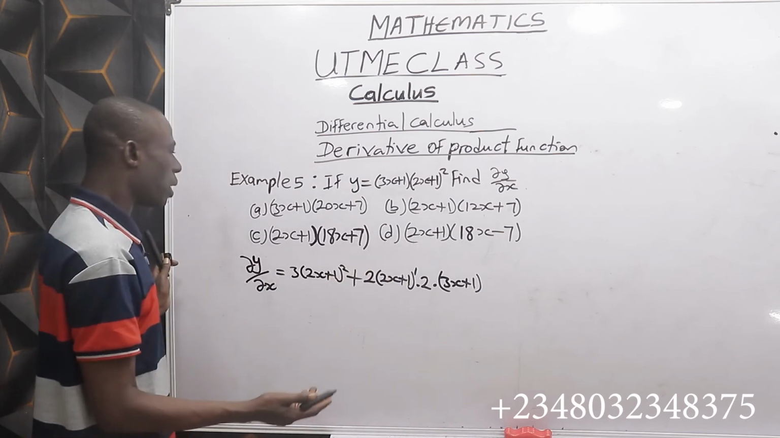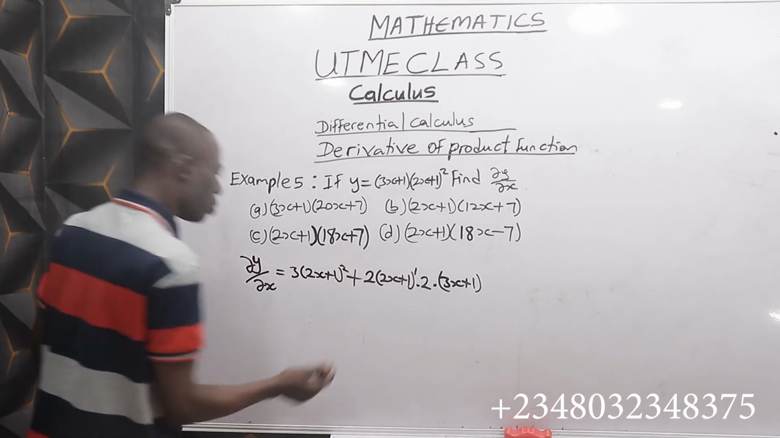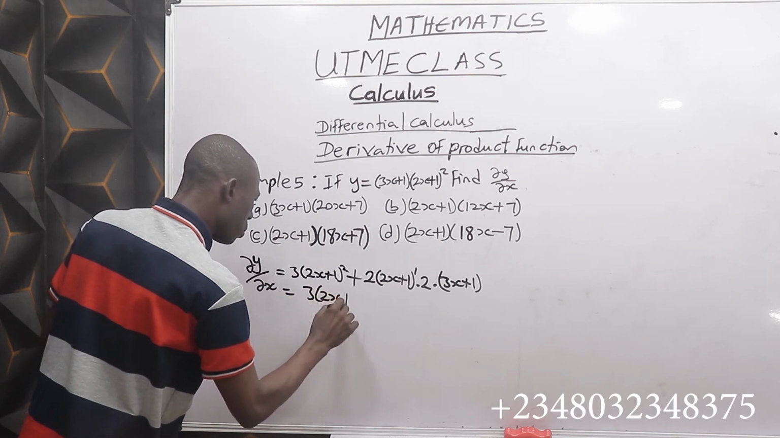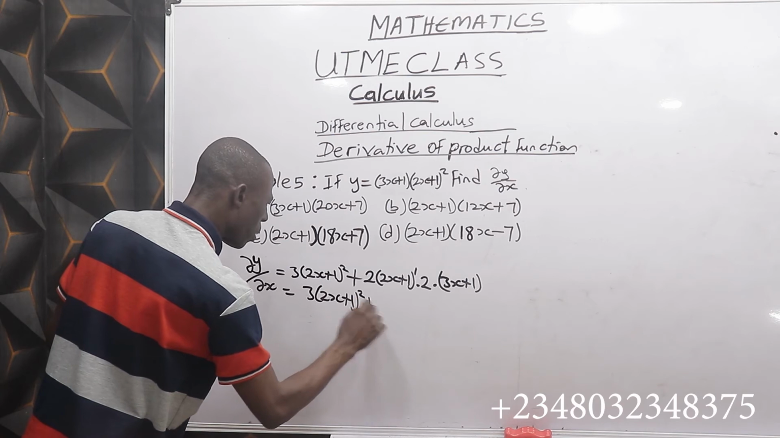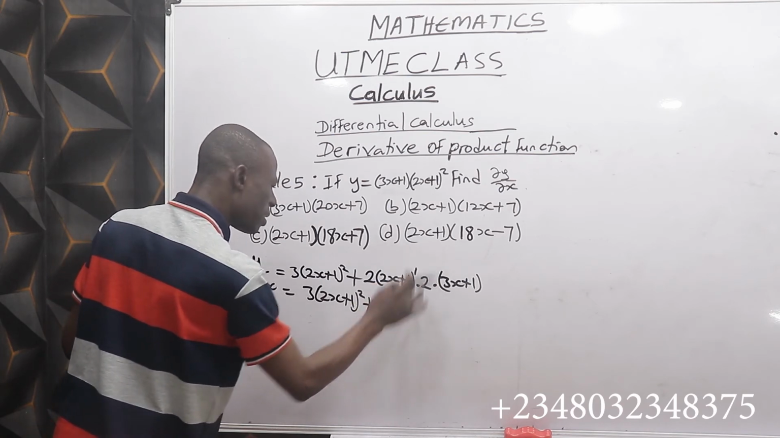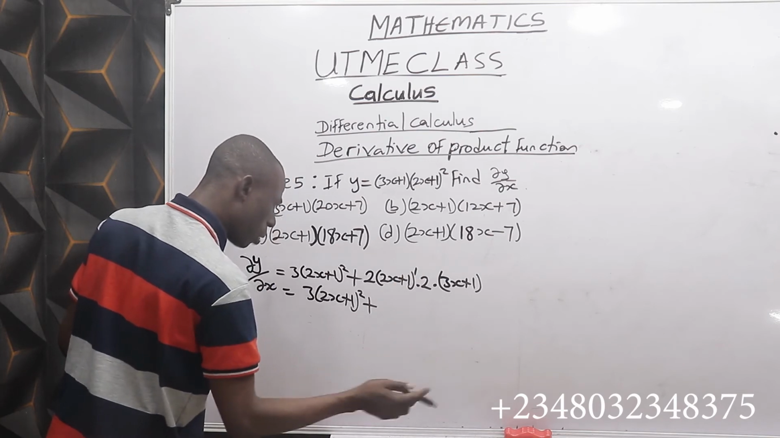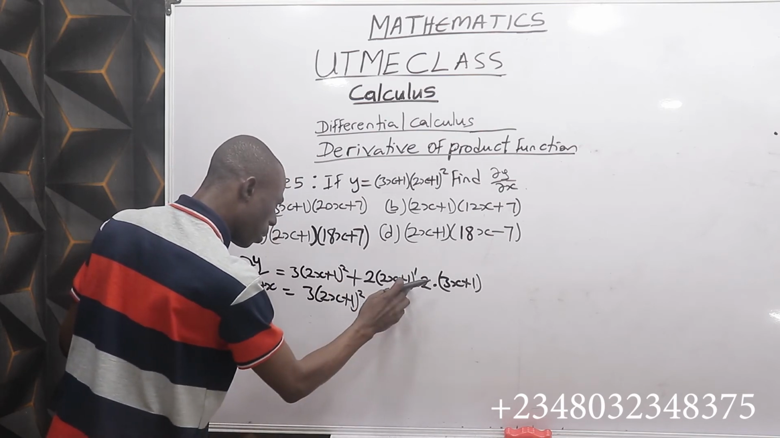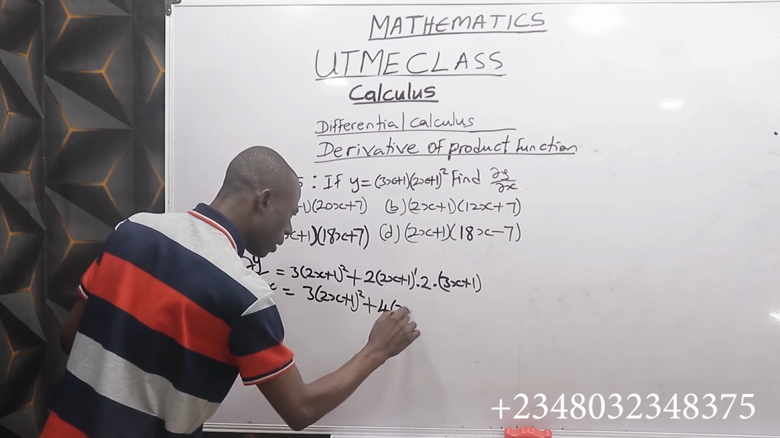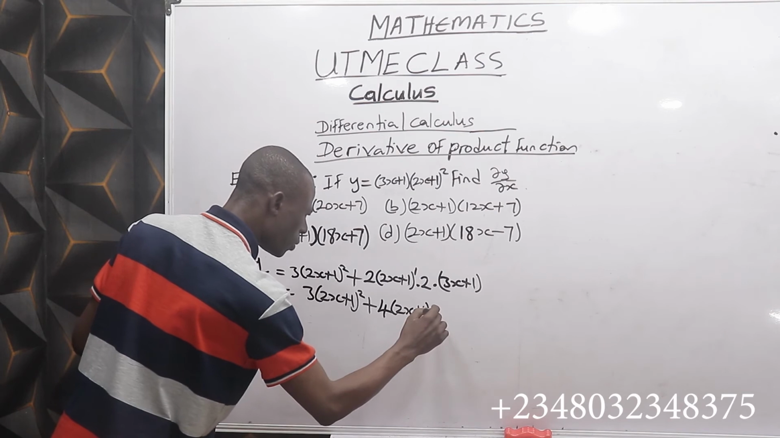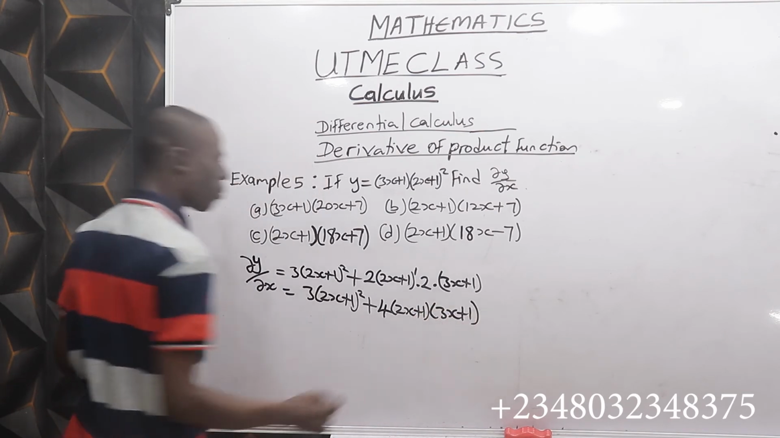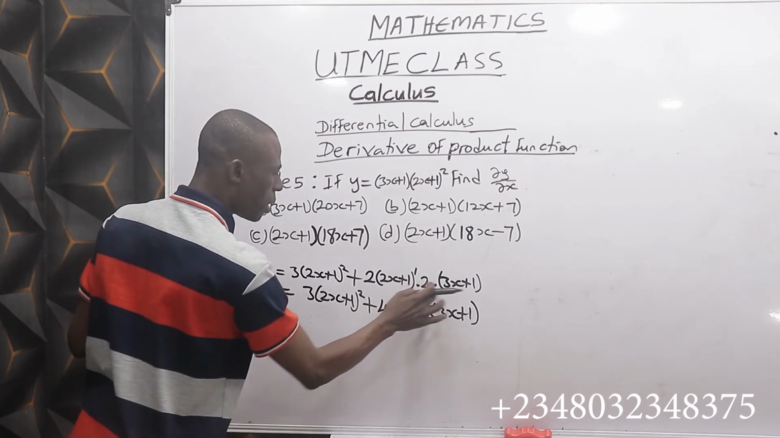So this is what we need to simplify. So this is 3 into 2x plus 1 all raised to power 2 plus 2x plus 1 in bracket raised to power 1, which is the same thing as 2x plus 1 not having any power. So 2 times 2 is 4, 4 into 2x plus 1 times 3x plus 1. This dot means multiplication.